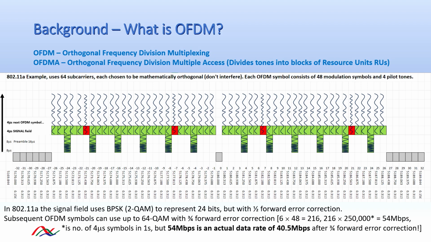OFDM simply refers to the modulation that is used across the channel. A number of subcarriers make up the channel, and their frequencies are chosen to be out of phase, again mathematically orthogonal to each other so that they don't interfere. So it's called orthogonal frequency division multiplexing. Each subcarrier provides a QAM modulation symbol, and all the symbols are combined to create one overall OFDM symbol. In this example for 802.11a, there are 48 subcarriers shown in green and 4 pilot carriers shown in red. The pilot carriers are used for phase corrections and timing across the whole of the channel.